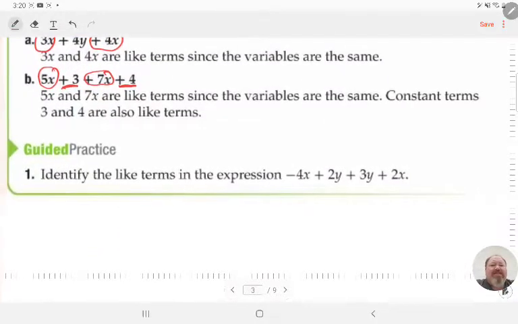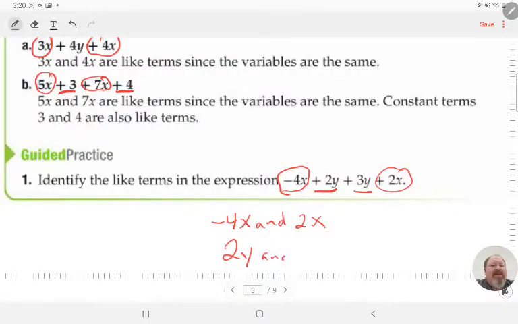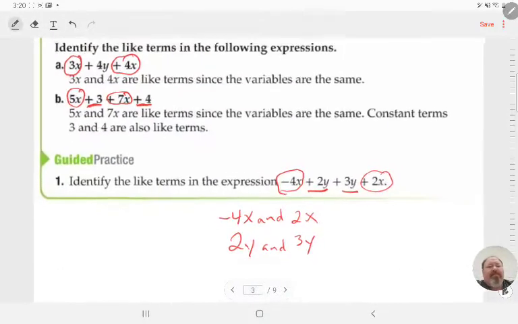So this first thing says identify the like terms of the expression. Well, we have negative 4x and we have 2x. So negative 4x and 2x are like terms. And then we have 2y and 3y, which are like terms. So we had two sets of like terms in that problem. All right.